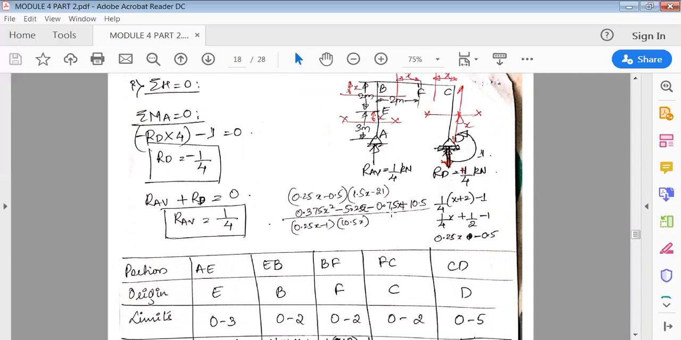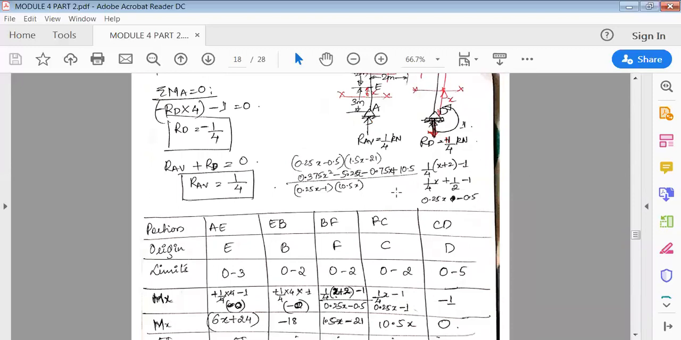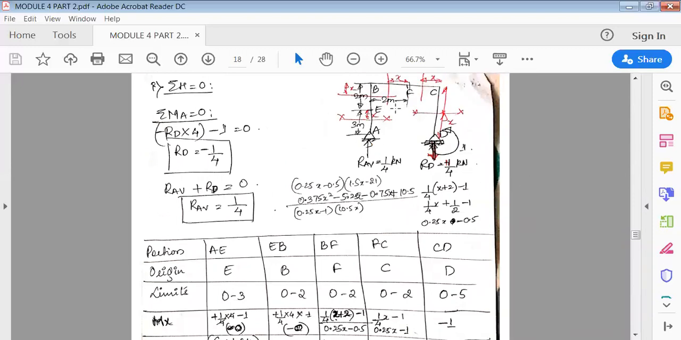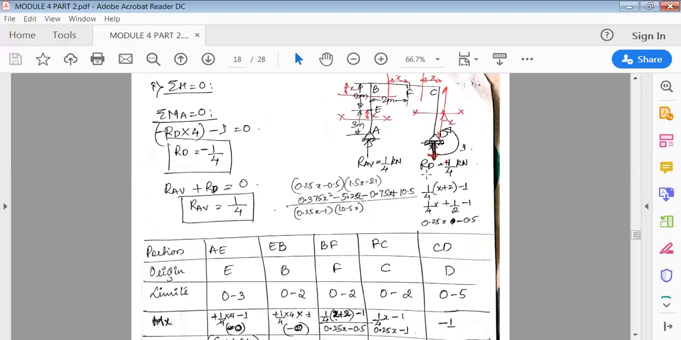As usual, we'll again find this. Now you can see here, first in the AE section, we'll find to the left side of this, there is a reaction here, so it is 1/4. See here, RD is going in clockwise direction, so it is 1 by 4 into perpendicular distance 4. And there is 1 kilonewton meter acting, so it is 1/4 into 4 minus 1. When you solve this, it becomes 0.